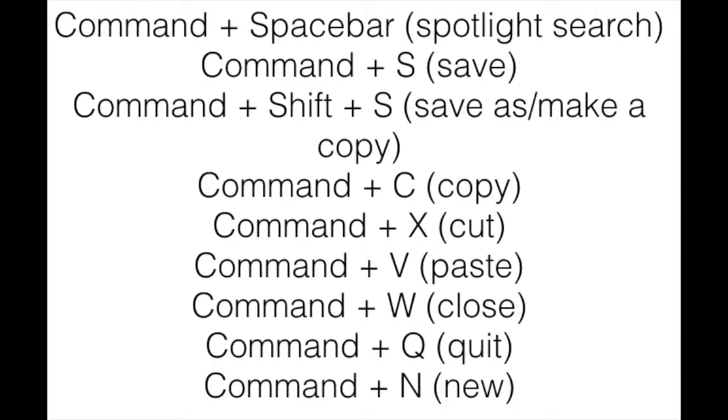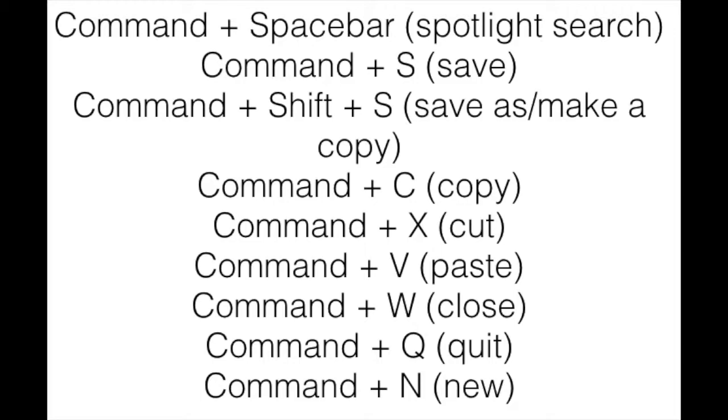Command-C, Command-X, and Command-V work the same way that Control-C, Control-X, and Control-V do in Windows. This allows you to copy, cut, and paste material and text from one location to another. Command-W allows you to close a window, but it does not completely quit the program. For example, if I push Command-W in the Keynote program, it will close the window, but Keynote will still be running. If I choose Command-Q, that will completely quit the program and in essence shut it down.